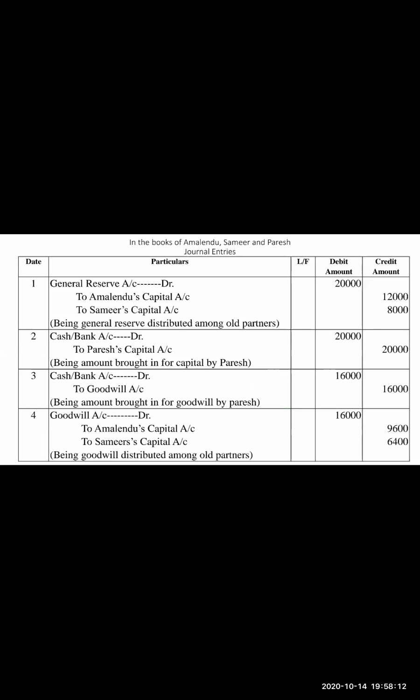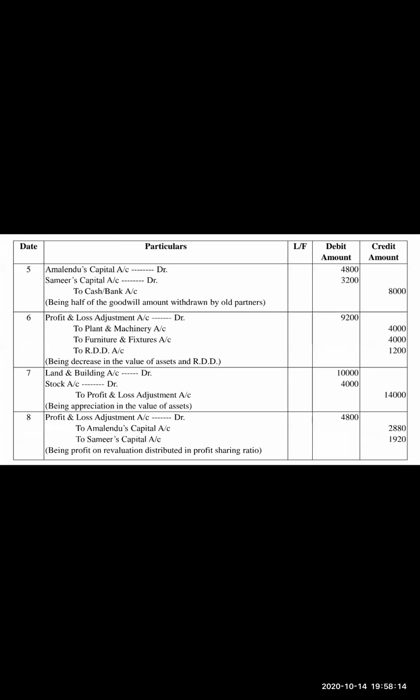And what will be your third entry? The third entry will be the withdrawal entry. It will be MLN's capital account debit, Samir's capital account debit to cash or bank account, being half of the goodwill amount withdrawn by all partners.